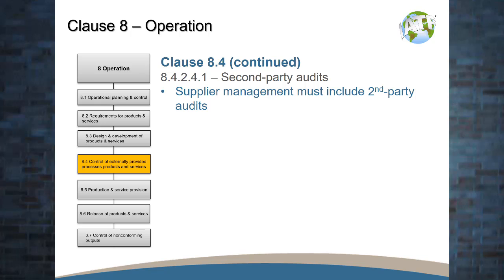Here in 8.4, we see 8.4.2.4.1, again, out 5 digits here. Second party audits. Supplier management must include second party audits. So you've got to go out and actually do audits of your suppliers.